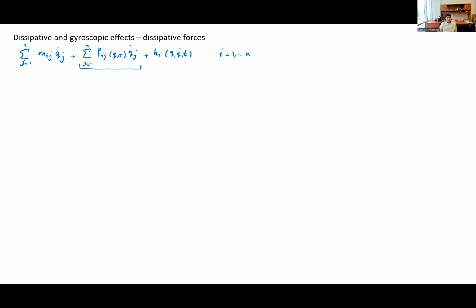Because of their particular form, these terms have very specific properties, and we'll be talking about two classes of these effects or terms. One of them is a dissipative effect, or coming out of a dissipative force, and the other one is a gyroscopic effect. So let's get to it, and first let's look at dissipative.